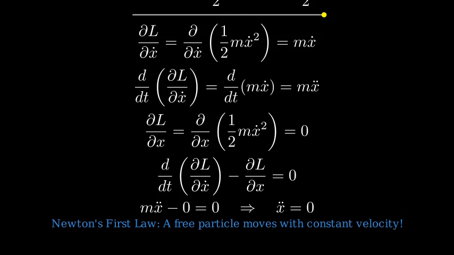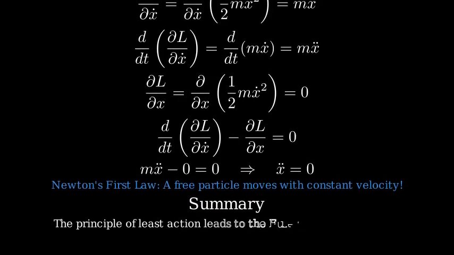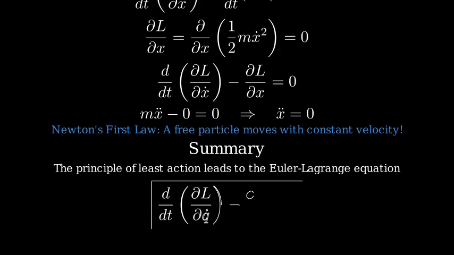To summarize, we've derived the Euler Lagrange equation from the principle of least action. The principle states that a system evolves along the path that minimizes the action. Mathematically, this leads to the Euler Lagrange equation. The time derivative of the partial derivative of L with respect to q dot minus the partial derivative of L with respect to q equals 0.